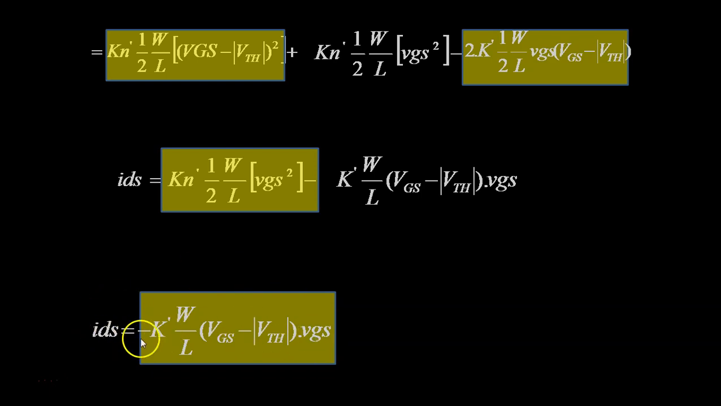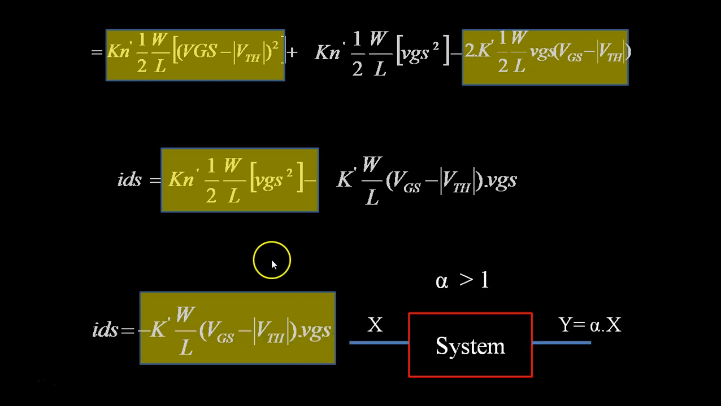So you can see IDS is equal to some constant into VGS, which is very much familiar, right? This is something which we discussed earlier. A system is linear if I feed x and the output is alpha into x, where alpha is some constant. Then we can call the system linear.